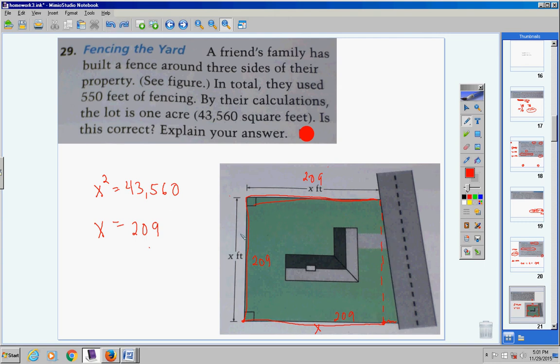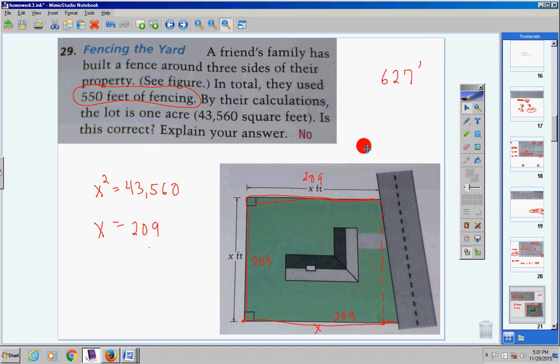Now look, if this is 209, this is 209, this is 209, that's 627 feet of fencing. In total, how many feet of fencing did they use? Guys, they used 550. There's no way they have that big of an area, even with this little bit of space over here left over. There's no way. And so that's why the answer is no.